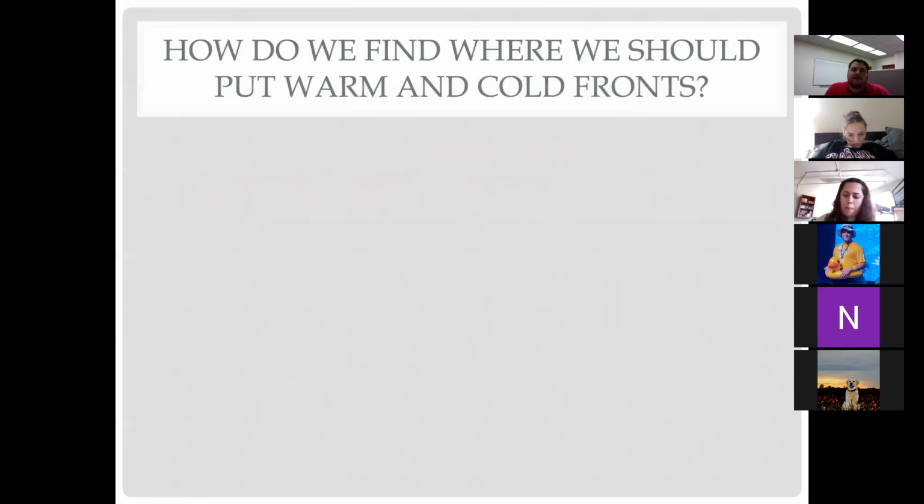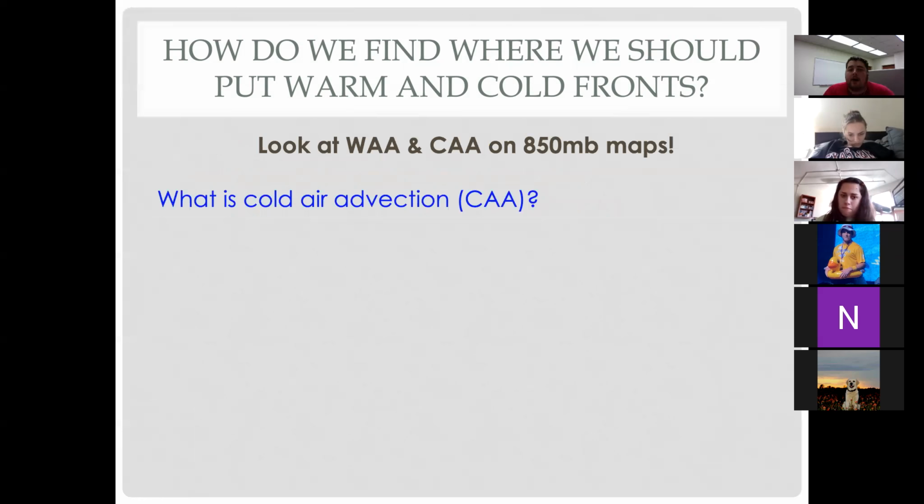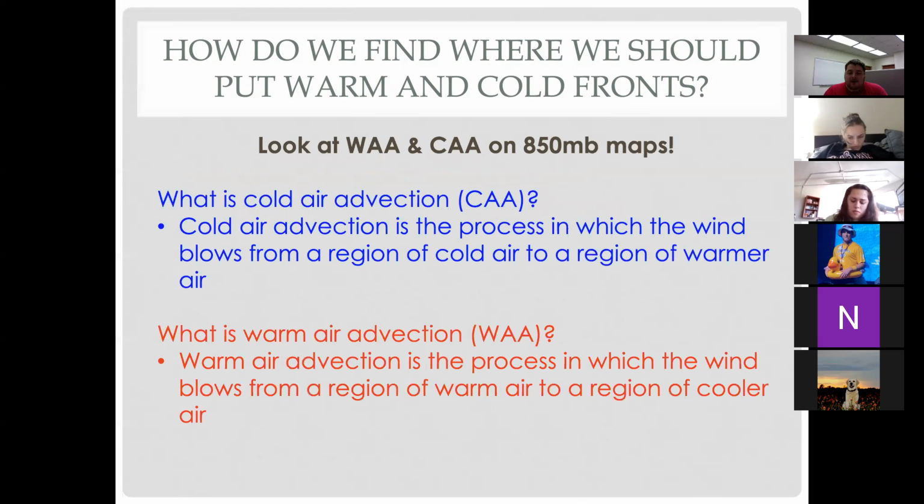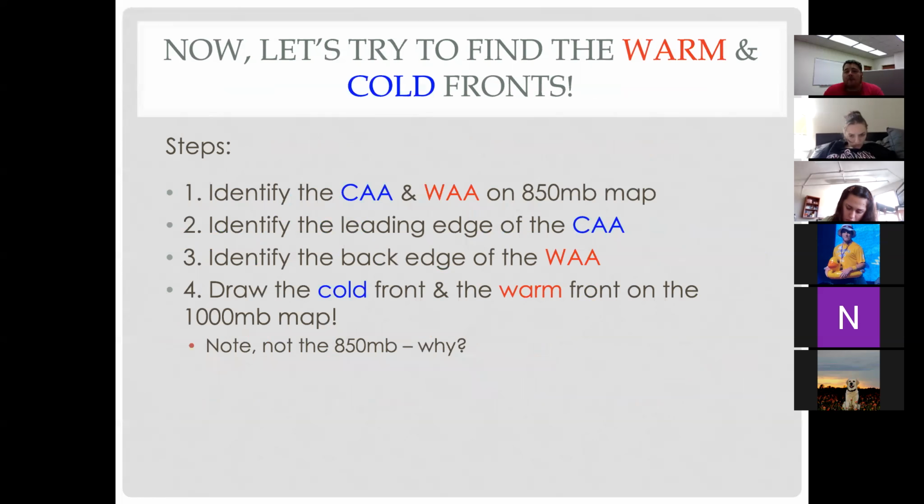Okay, and then 850 millibars. So we're going to look to find where we should put the warm and cold fronts. So remember, we have to look at where the warm air and cold air advection are, which right here we have our labels, and look to find where these are on the map. So remember that cold air advection is the process in which the wind blows from a region of cold air to a region of warmer air. And then warm air advection is the opposite. So warm air advection is the process in which wind blows from a region of warm air to a region of cooler air. So we use these to help find our fronts.